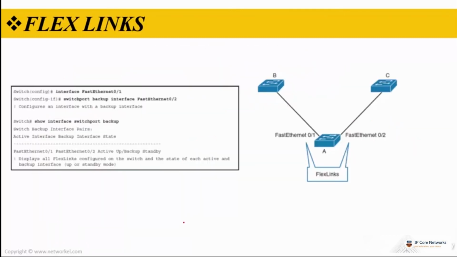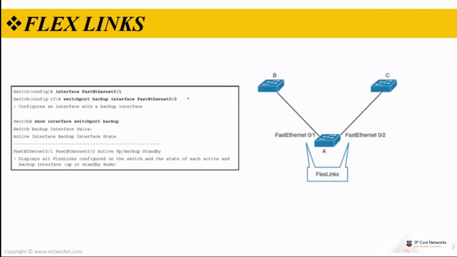And the last thing we are going to talk about is Flex Links. Flex Links are a pair of layer 2 ports that are configured to be an alternative to another interface. Flex Links provide link-level redundancy as an alternative to STP. STP is automatically disabled on Flex Links and failover occurs in as little as 50 milliseconds.